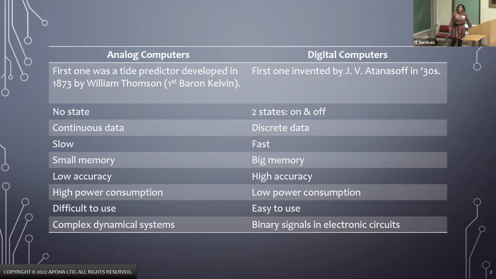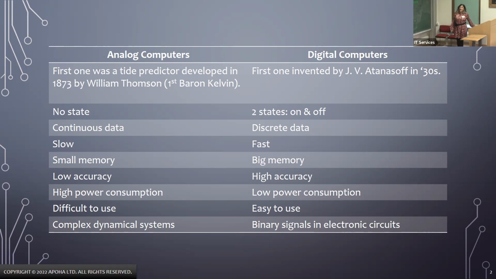Analog computers are not based on states. For this reason, they can deal with continuous data, while digital computers cannot. Digital computers are based on two states, on and off, or 0 and 1. And for this reason, they can just deal with discrete data.